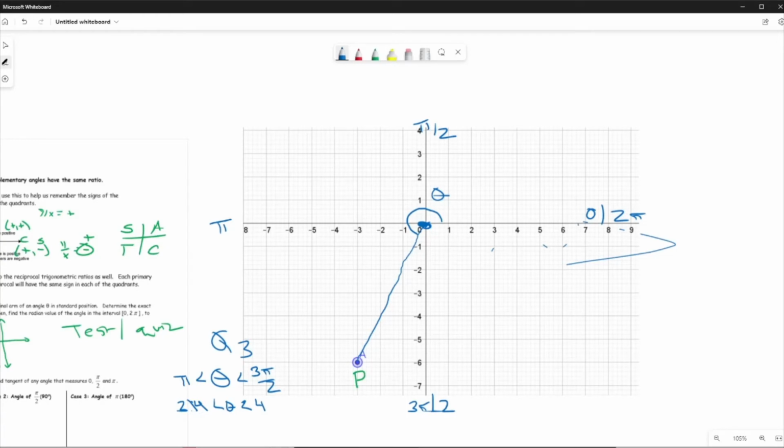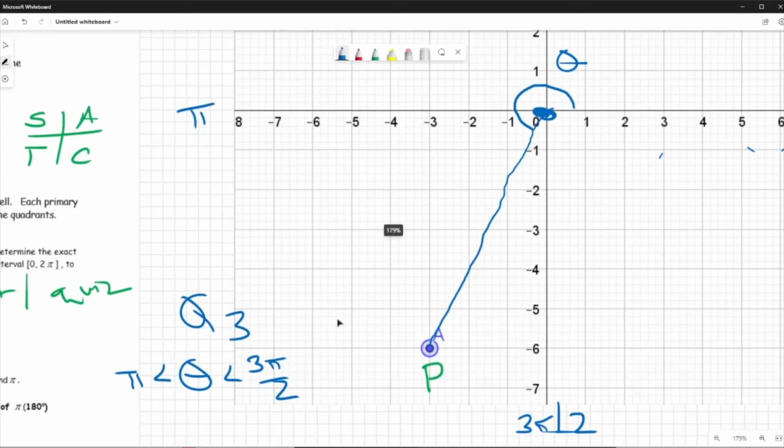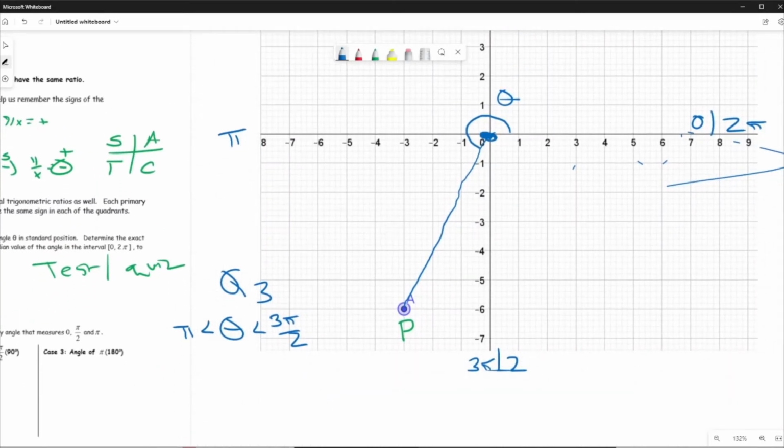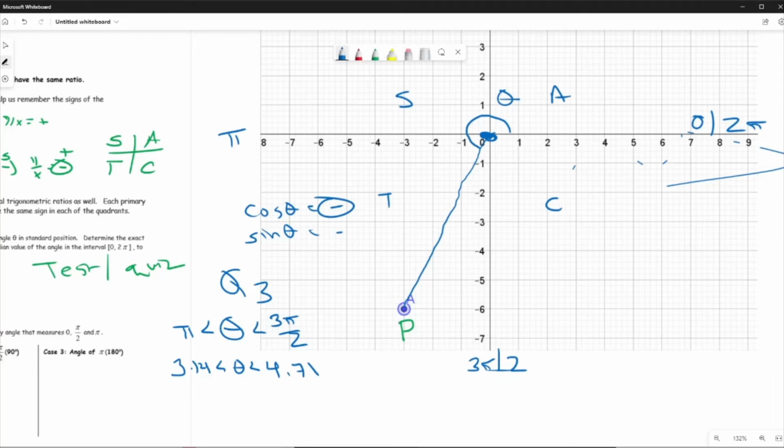So let's just write this out. I'm going to zoom this in a bit because I'm having a bit of trouble drawing it from this range. Okay. So we're expecting an answer somewhere between 3.14 and 4.71, right? Somewhere in between pi and 3 pi over 2. Now we also know that in this quadrant, CAST, we are expecting the cos of our angle to be negative, the sine of our angle to be negative, but the tan of our angle should be positive. Okay, and that's what we're going to find right now.